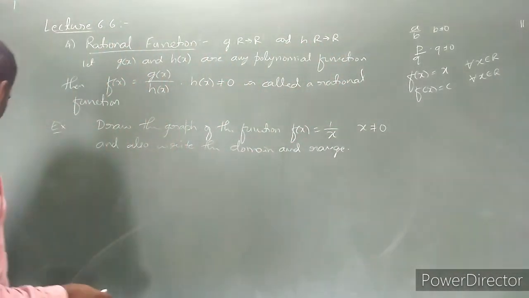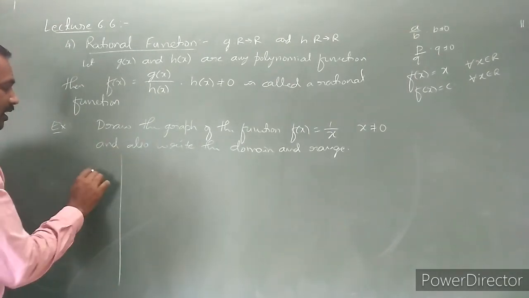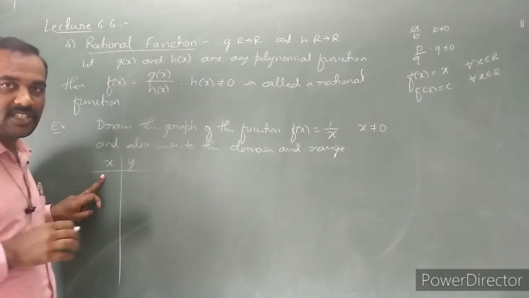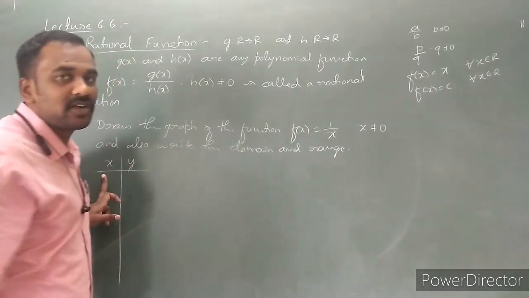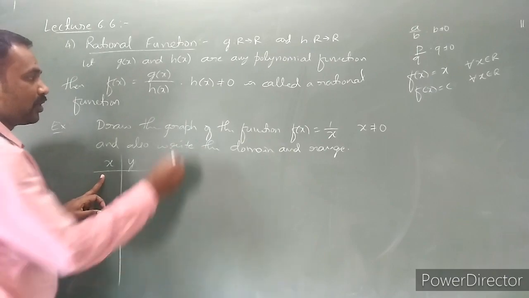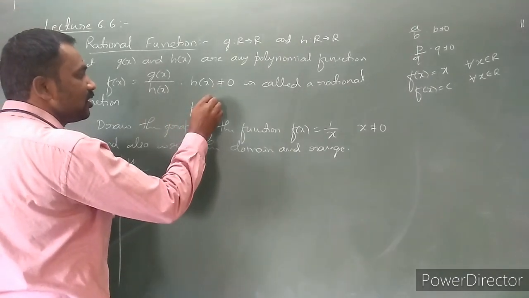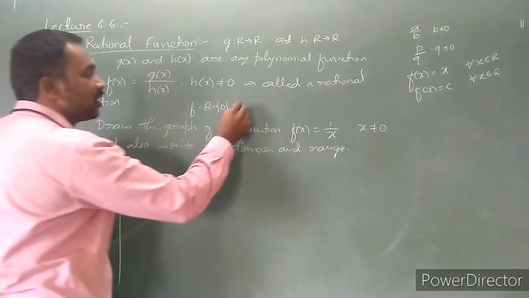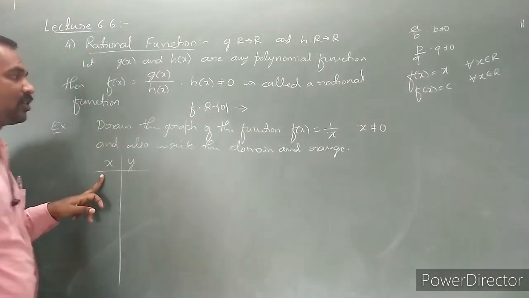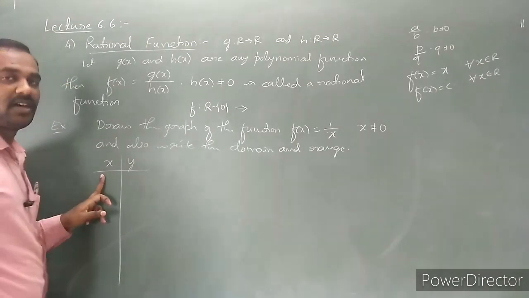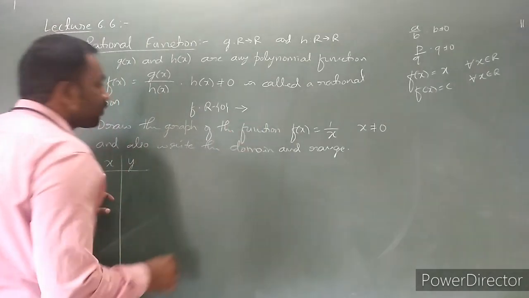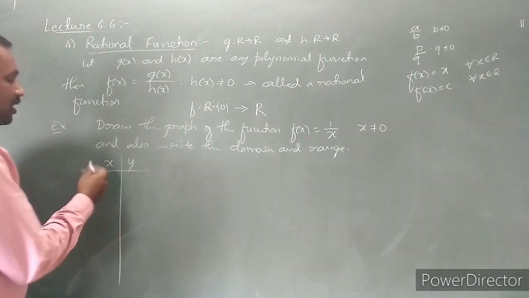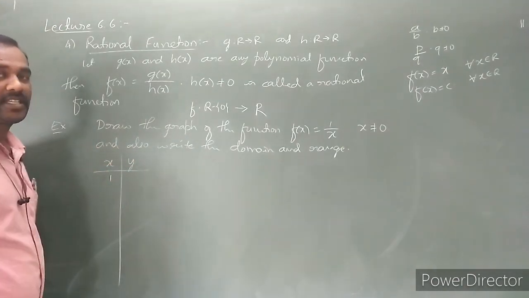Now we need to draw the graph, so consider the x and y values. If x is 0, can I take x as 0? It is not possible. What is the domain of this function? It is the real numbers except 0. And the range? Check it. Obviously it is a subset of the real numbers. Since 0 is not possible, take x value as 1.